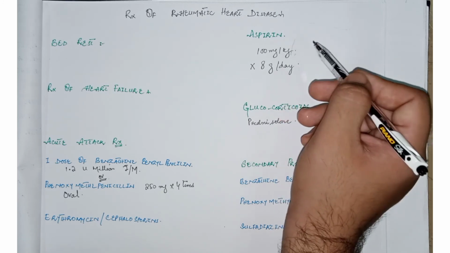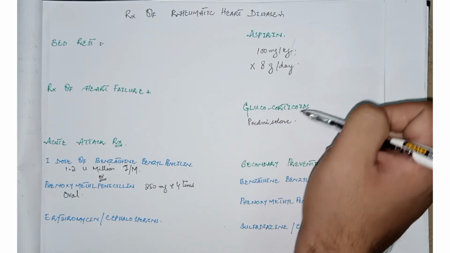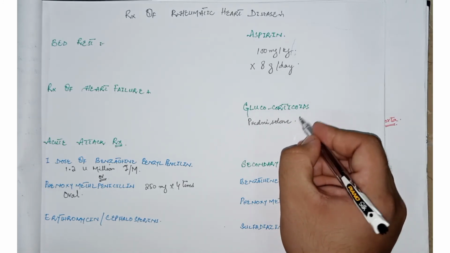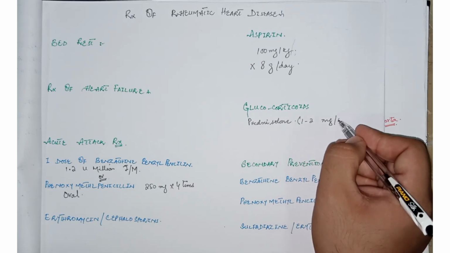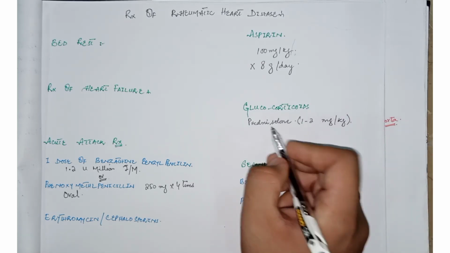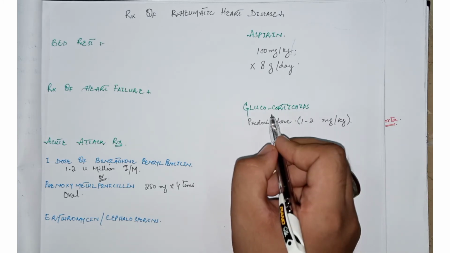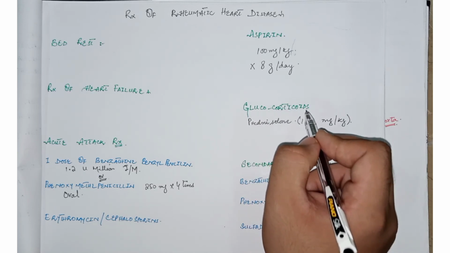If aspirin is not working, then glucocorticoid in very severe cases is the next option, especially prednisolone. The dose for the prednisolone is 1 to 2 mg per kg per day. This is the dose for the glucocorticoid. And if the patient has arthritis along with carditis, then glucocorticoids must be given to these patients until the ESR becomes normal.